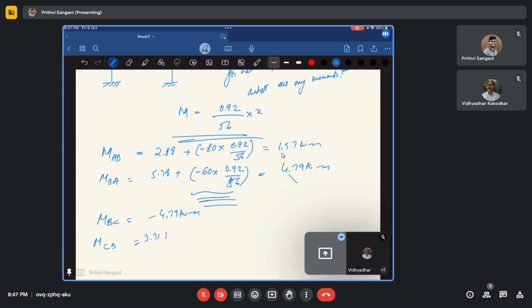MCB is 3.71 kilonewton meter. MCD is minus 3.71 kilonewton meter. MDC is minus 2.63 kilonewton meter. Okay, once we have obtained the final moments, maybe we can just do a cross check.